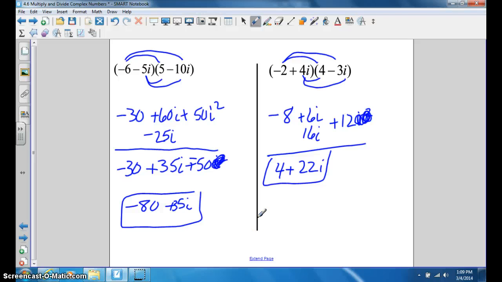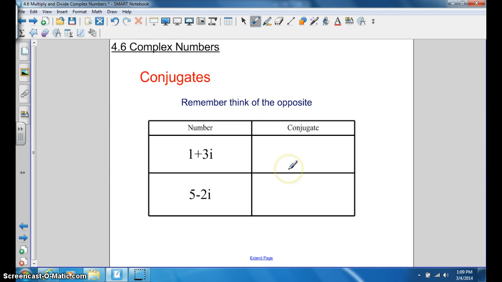Now, when we divide, we cannot have i's in our denominator, just like we couldn't have radicals in our denominator. So to get rid of the i's in the denominator, we have to multiply by the conjugate. To do that, all we have to do is change the sign in between, just like we did before. And if we had 4i in our denominator, our conjugate would just be negative 4i. So it's kind of the same concept as when we were talking about conjugates with square roots. Kind of the same thing.